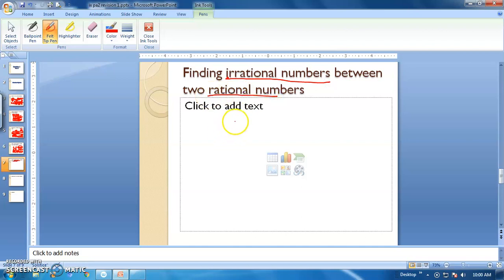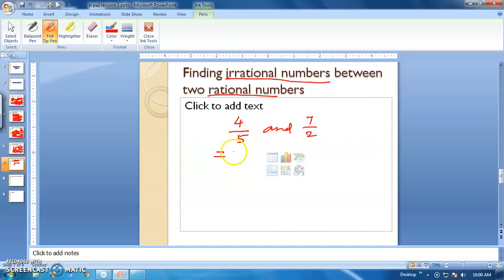Okay, for example, two rational numbers. I am going to take 4 by 5 as one of the rational numbers, and 7 by 2. So these are the two rational numbers. How can we find an irrational number between these two rational numbers? First we have to write them in decimal form. We have to write the rational numbers in the form of decimals.